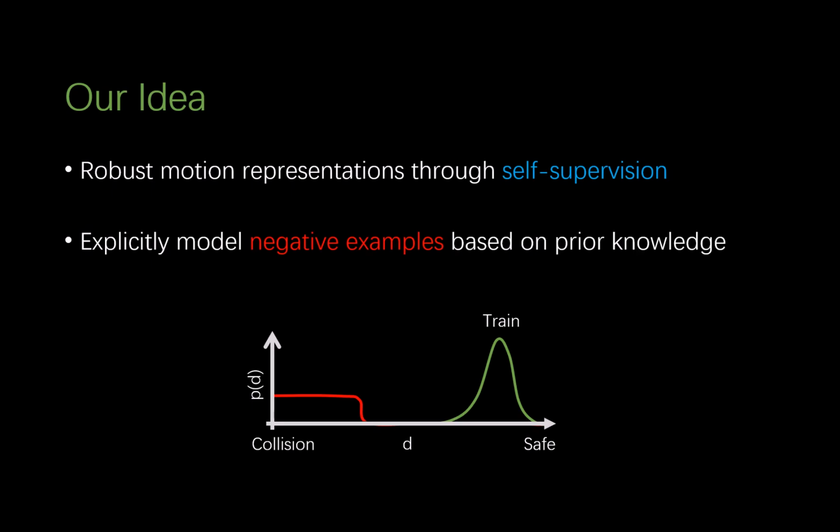Our key idea is to explicitly model negative examples based on our prior knowledge. Intuitively, one effective way to explain the social norms behind the positive examples is to portray the opposite negative examples like collisions. We formulate this intuition into a new learning framework in the multi-agent context. It consists of two components, namely an auxiliary social contrastive loss, combined with negative data augmentation.